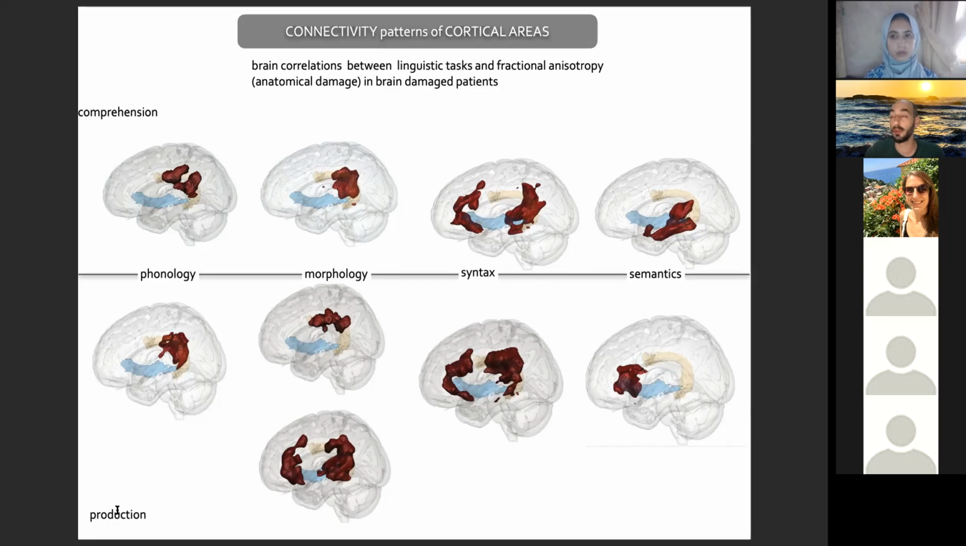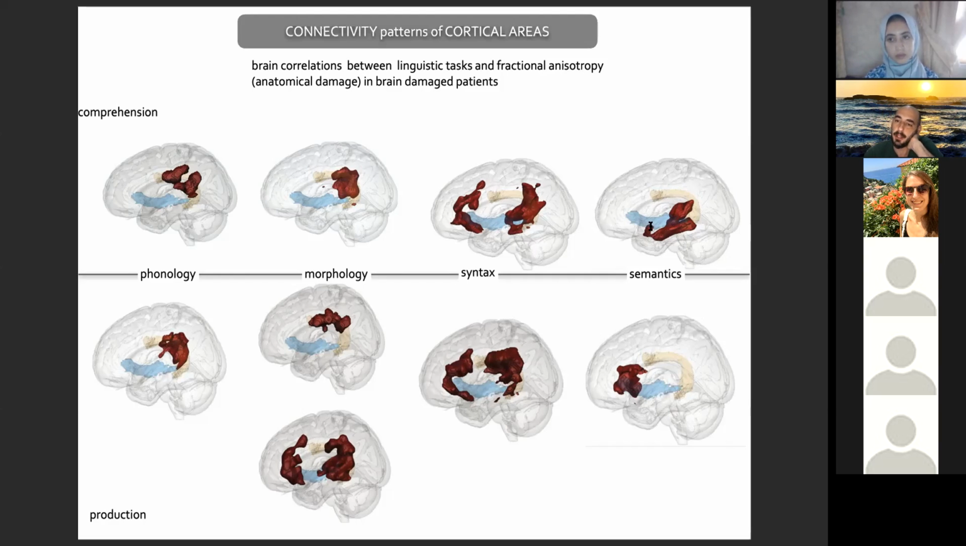Or just go to production. If you move to production, in phonology, you find kind of the same areas. In morphology, a very nice overlap in place. In syntax, same activation. In semantics, bang. Here's your anterior inferior frontal gyrus in its beauty, okay? And in this study, they specifically examined how the lesions to these areas that correlate with performance in linguistic tasks are also associated with these two fiber tracts that I told you about.